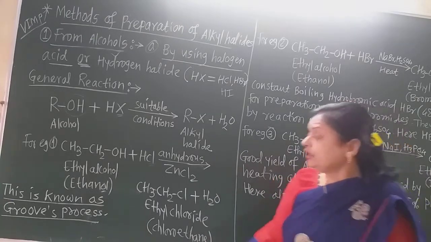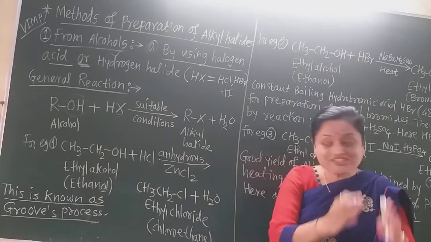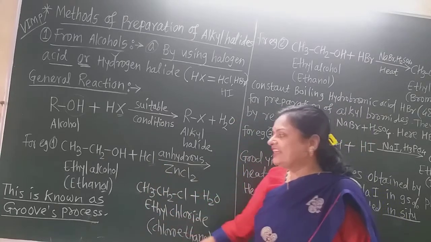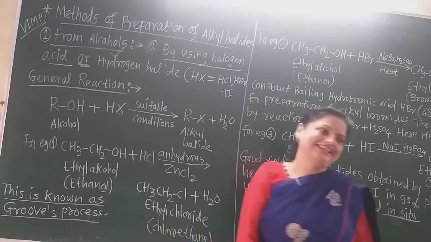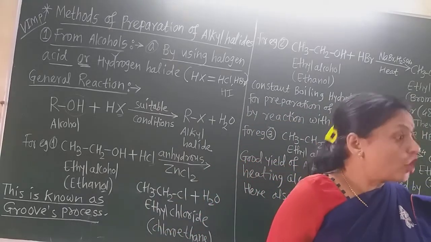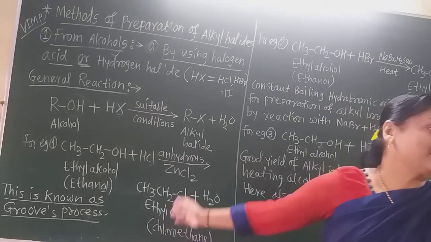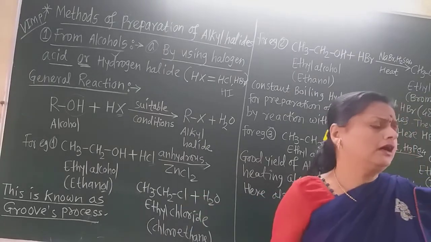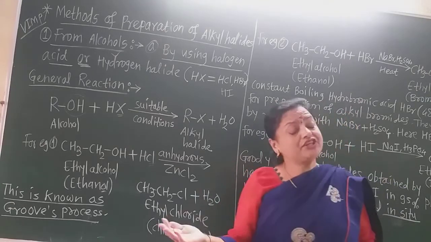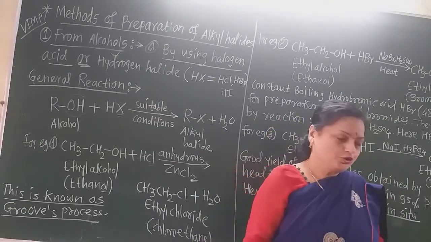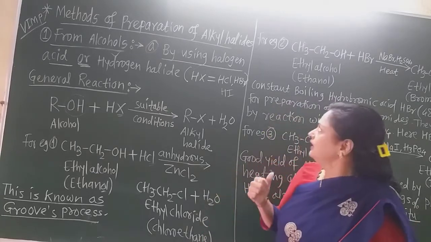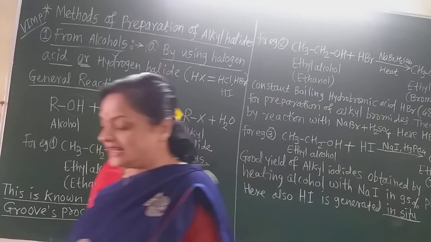Now this process, especially for chlorination, to obtain the alkyl chloride, is known as the Groves process. Remember that. Sometimes they may ask you to write a short note on the Groves process. Then you must write down this answer. They may ask the question in any language, but the answer is the same. So you must study in that way. Do you understand that?